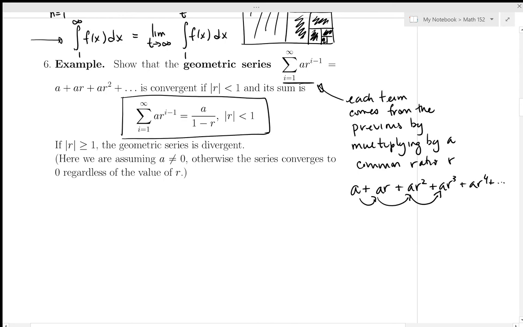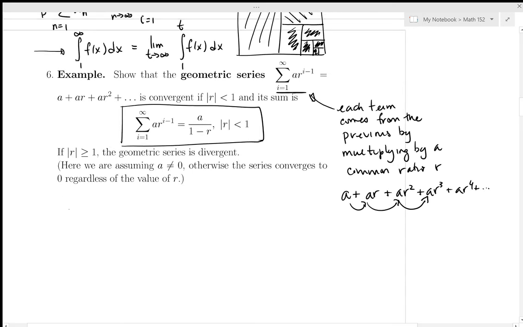Here's how we do it. We take a look at the nth partial sum. So the nth partial sum is a plus ar plus dot, dot, dot plus ar to the n minus 1. That's the nth partial sum.